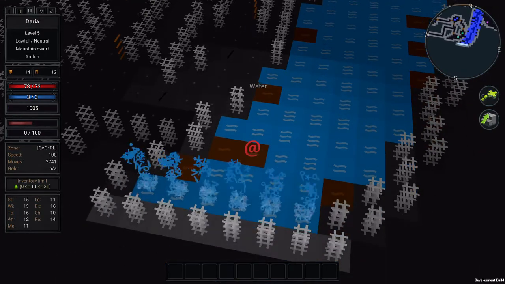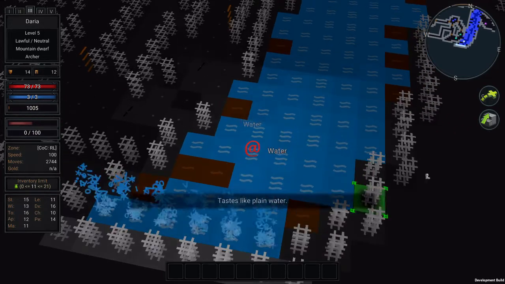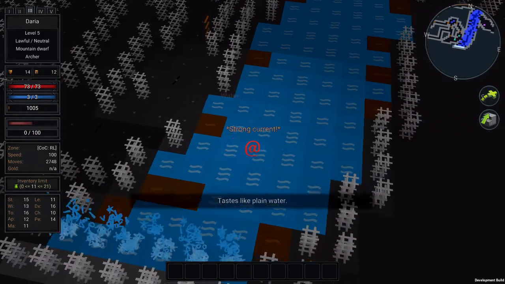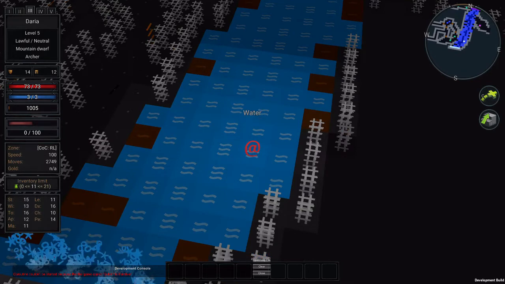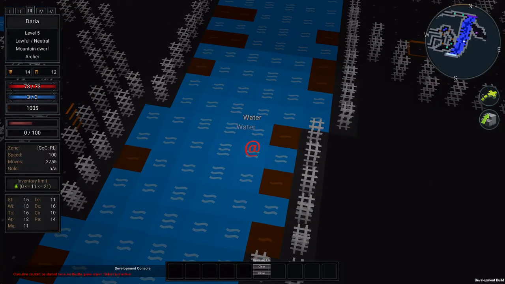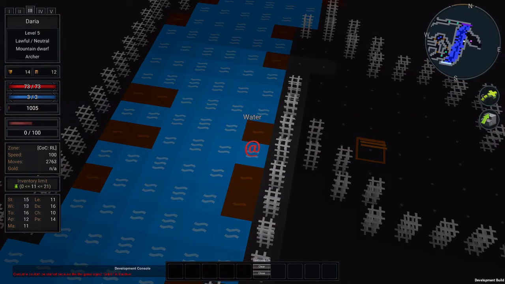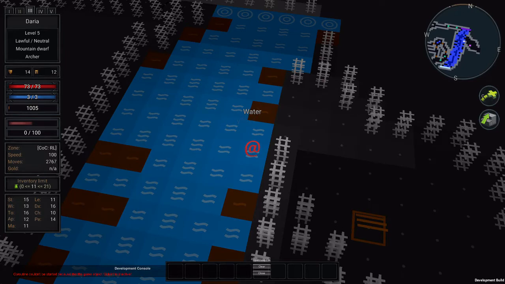Looks like we wouldn't have had to cross this river after all. So let's see if we can manage to swim on the other side before being... Well, that was easy. Easy enough. So let's see if the exit to the next level is on this side then.